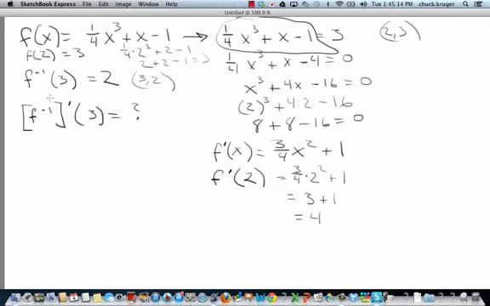Over here, what's it going to be? I don't even know the function. And at 3, it's simply going to be the reciprocal of this number. It's going to be 1/4.